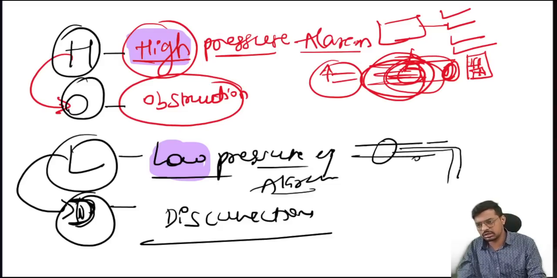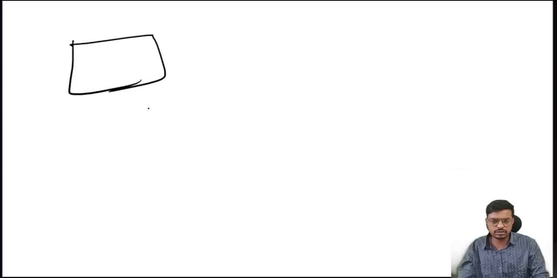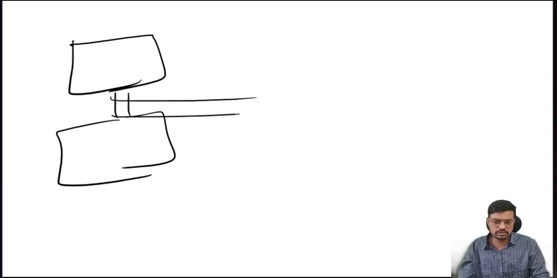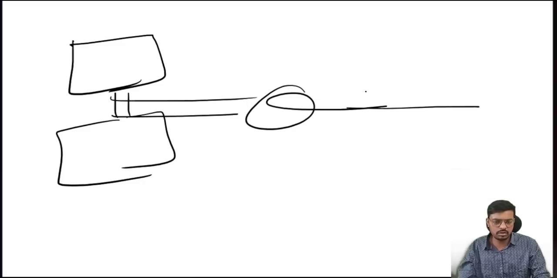Then the priority nursing intervention comes. You are working as a nursing officer in the ICU. Okay, this is a ventilator machine we are having, right? So here is the circuit, the ventilator circuit will come, and it is attached to the patient.